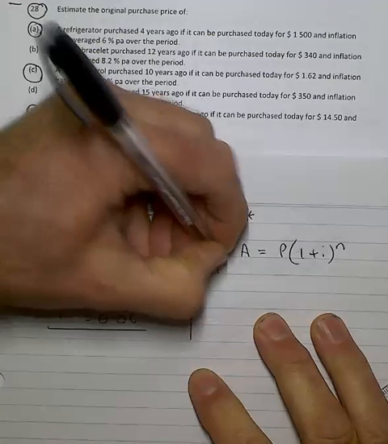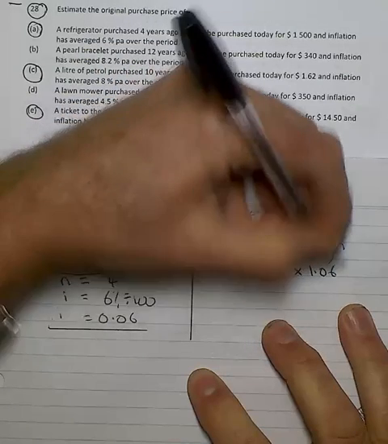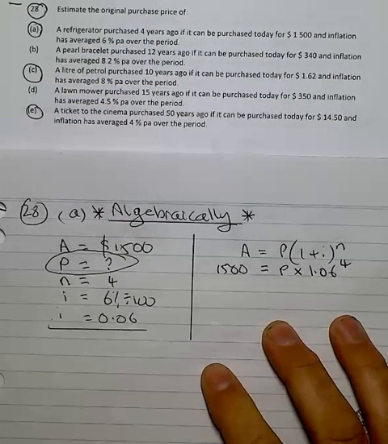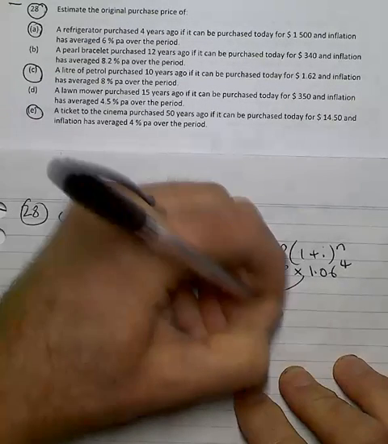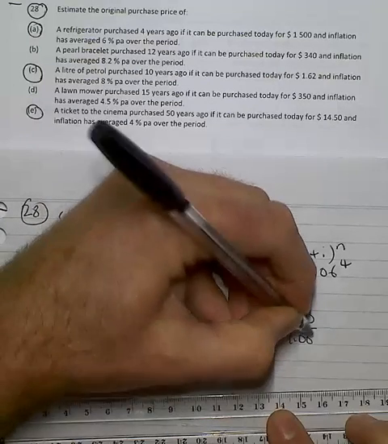So, as we've done before, that's my line of working. My next step is to transpose. So P is equal to 1500 divided by 1.06 to the power of 4.